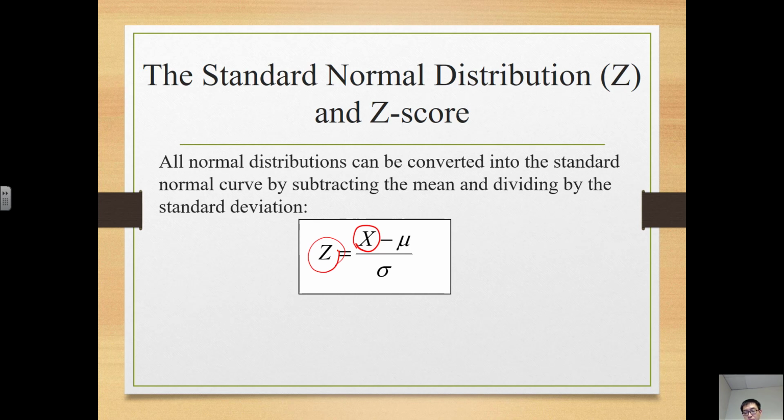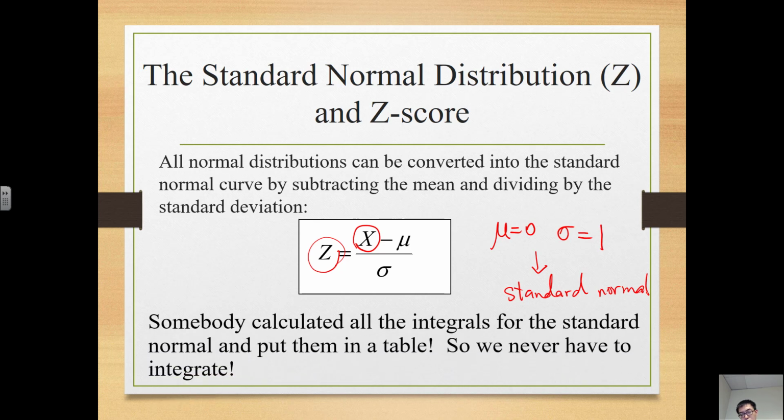What is the standard normal distribution? It is the normal distribution with mean 0 and standard deviation 1. So mean equals 0 and sigma equals 1. That is standard normal. Somebody has already calculated the integral of the standard normal distribution, so we don't need to integrate a lot of other normal distributions.